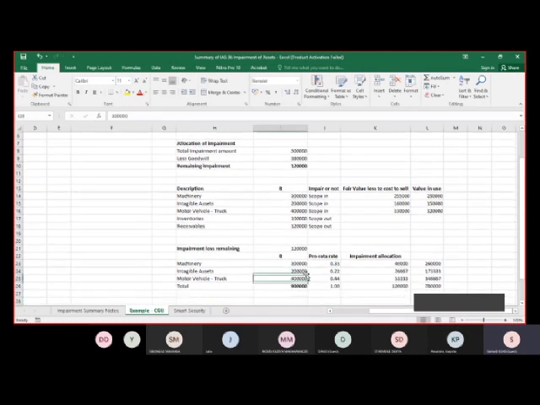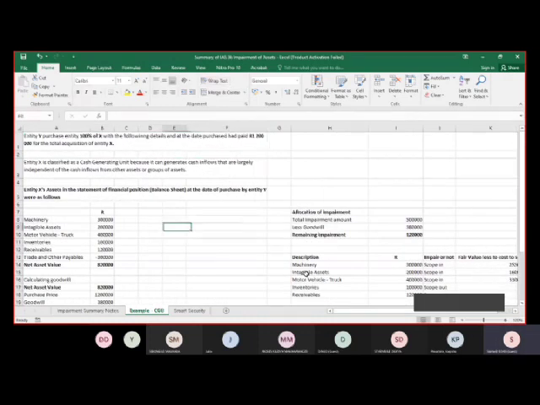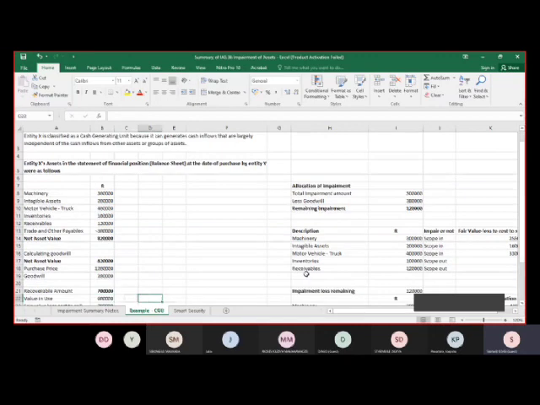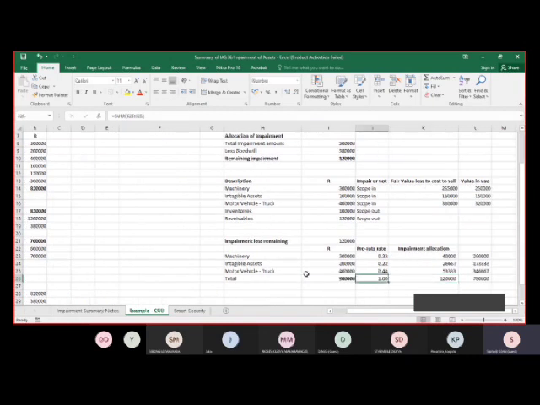So you see what I'm doing here when I'm pro-rating. I took the carrying amount of machinery. Check it there. You see, it's 300,000. I took that. I took the intangible assets. I took the motor vehicle truck, but I excluded the inventories and receivables. So the total that I have is 900,000. Then I calculated my pro rata.